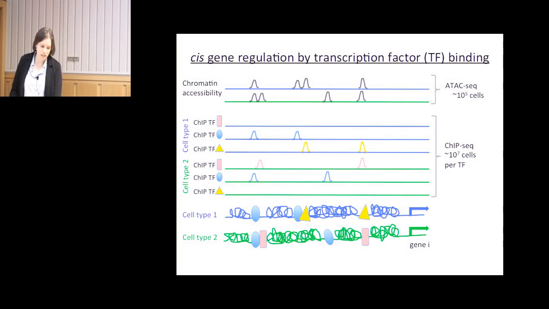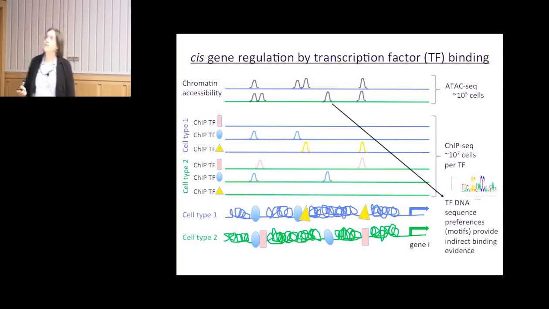And so the missing piece of information is partially filled in using motif data. So different transcription factors have different affinities for particular DNA sequences. And so by scanning the DNA for motif occurrences, you can implicate a TF with particular peaks. And so this is how you can get ChIP-seq-like information out of a single experiment through integration with these motif databases.